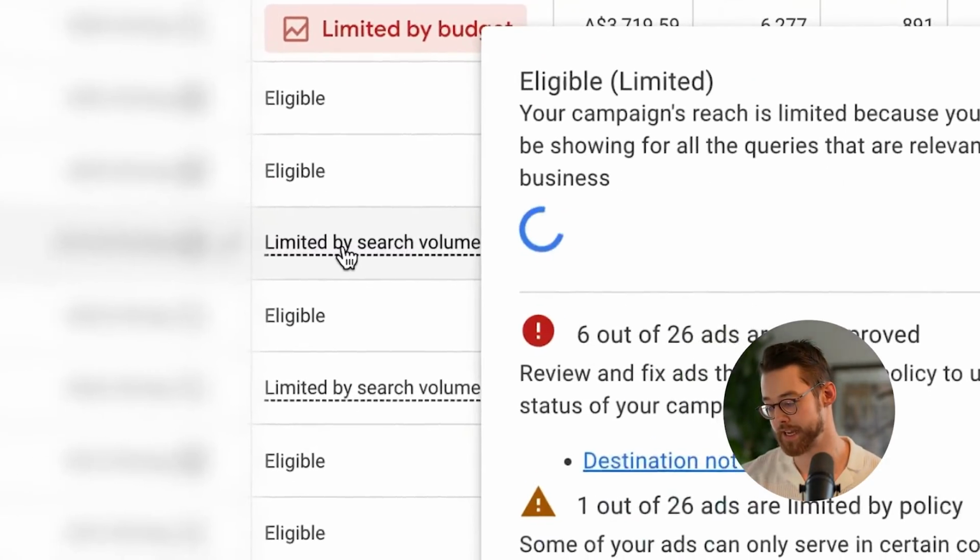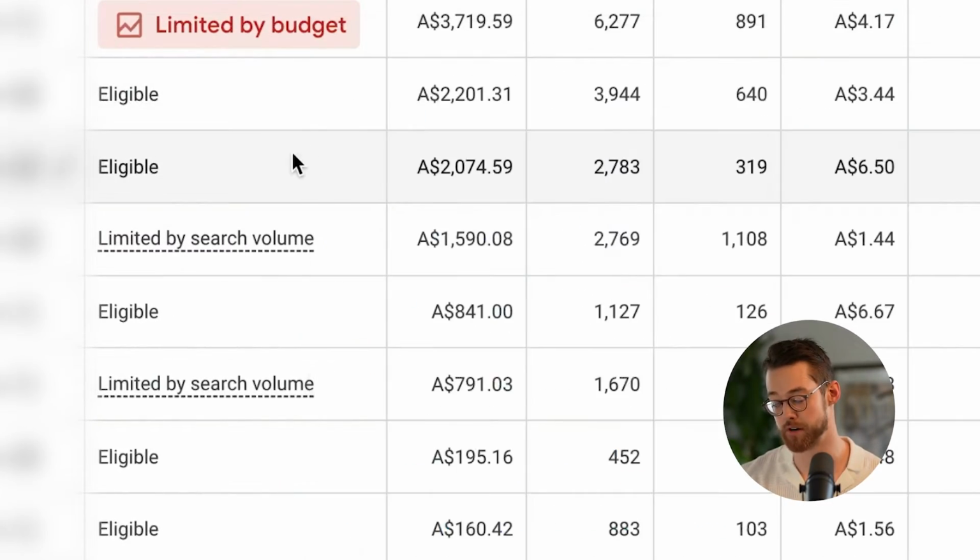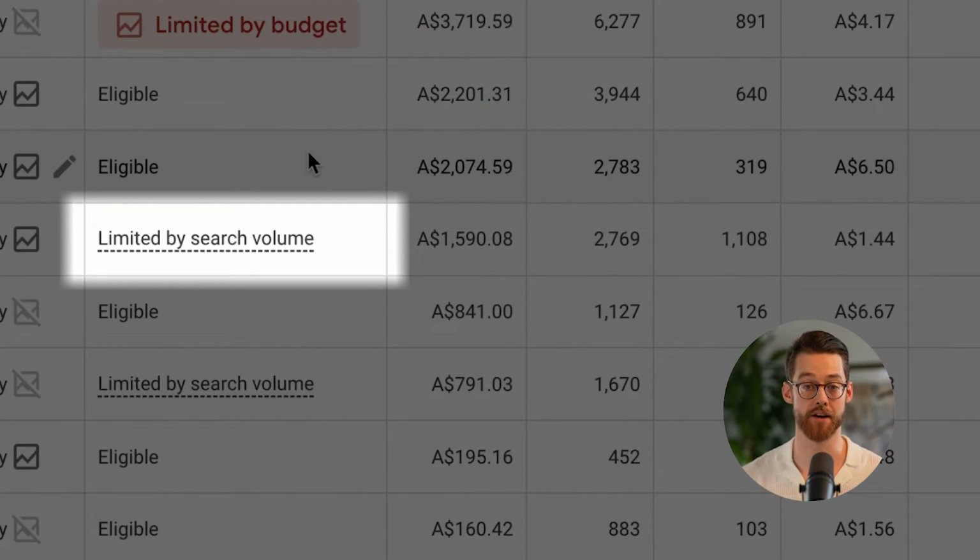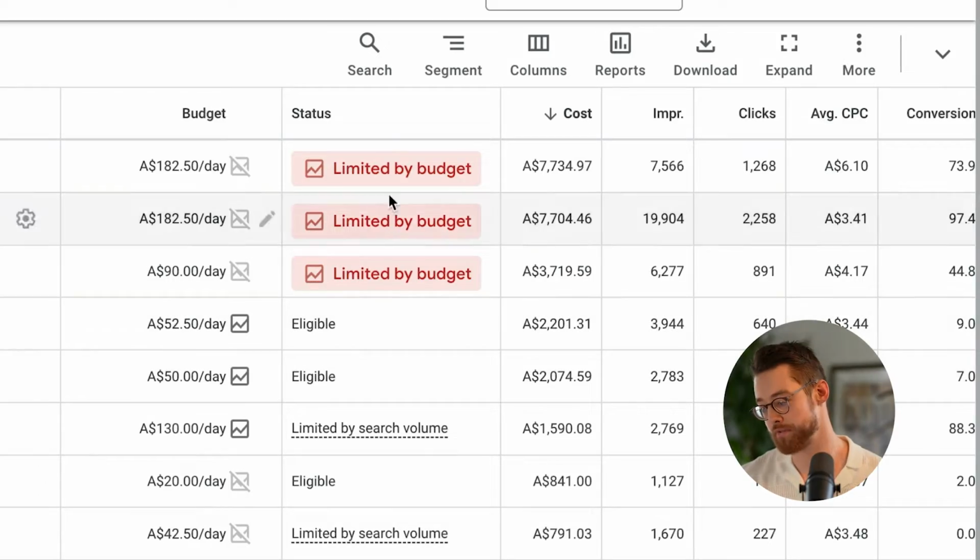Or if in this case here, we are limited by search volume, that basically means that Google has run out of search terms to show our ads for within the parameters that we've set in the campaign with the keywords that we've set up. So there aren't more searches, and if we wanted to drive more volume, we're going to have to expand our targeting. And we've also got limited by budget.